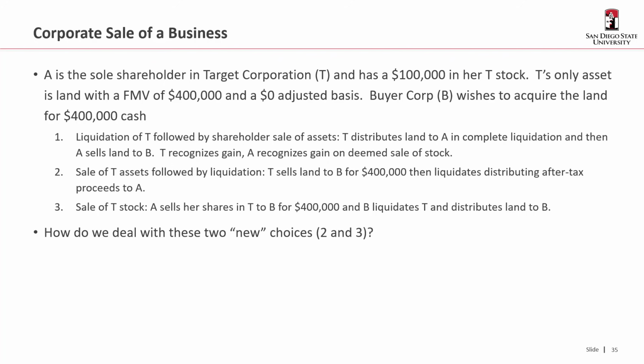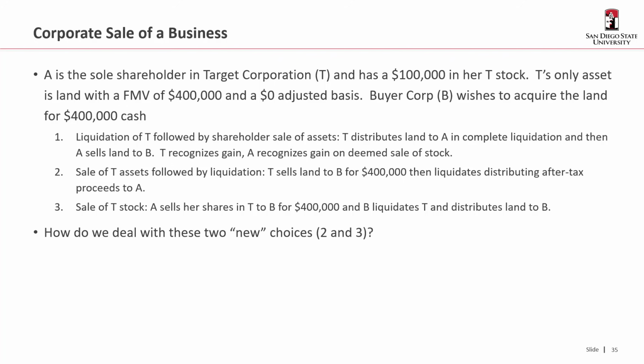So let's say that instead A is the sole shareholder in Target Corporation and has $100,000 in her T stock. T's only asset is land with a fair market value of $400,000 and zero adjusted basis. Now, I'm not really sure why you have zero adjusted basis, but roll with me. The buyer corp wishes to acquire the land for $400,000 in cash. So let's think about the three options that this transaction could take place in. Number one, they could liquidate T, distribute the land to A in a complete liquidation, and then A sells the land to B.